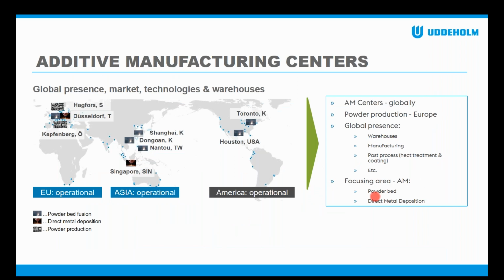So with that said, I would just like to show where we have our additive manufacturing centers. And for the north, I would say that we mainly print everything in Düsseldorf. So here we have a center where we print parts directly to our customers. And in Hagfors, Sweden, we produce the powder. In Hagfors, we also have a printer, but that's mainly for R&D. So this printer is not used for customers directly, but more to develop new grades and develop the grades that we already have.